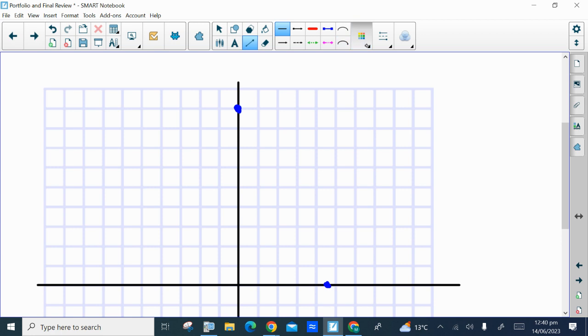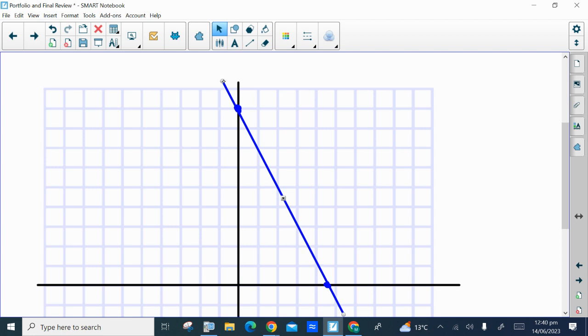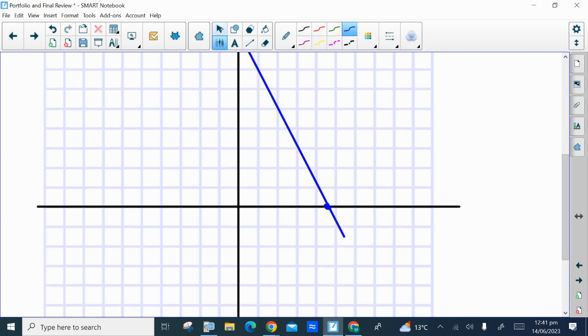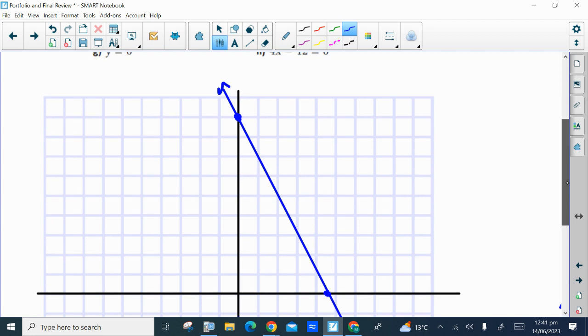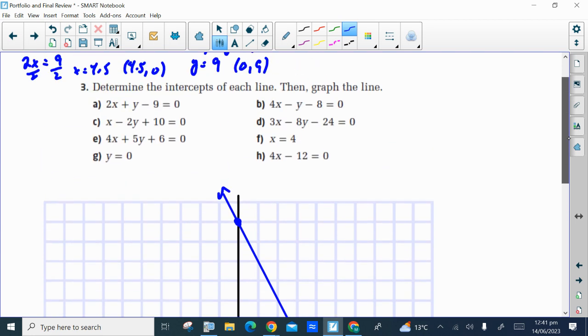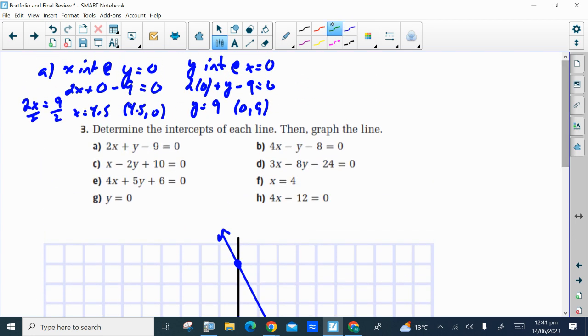And so now we can draw the line going through those 2 points. And our lines always have arrows on the ends. There's that line. We graphed it by finding the x and y intercept. X-intercept of 4.5, that's 4.5 comma 0. Y-intercept of 9, that's 0 comma 9. So this is one way that we can graph lines, by finding the x and y intercepts.